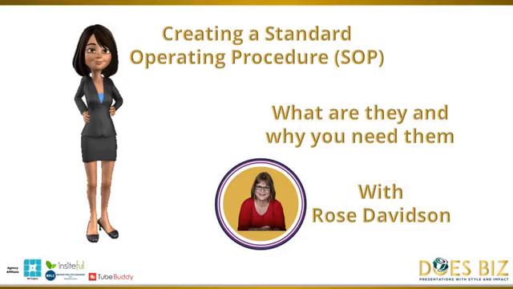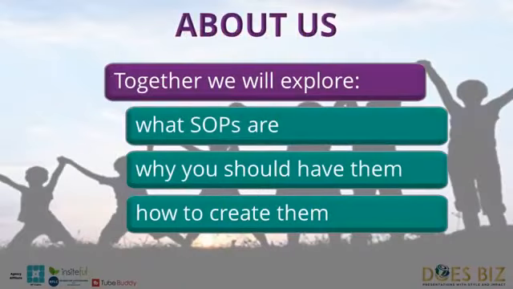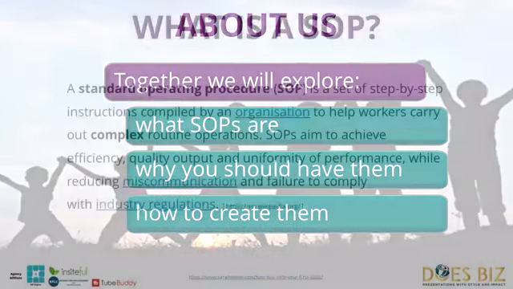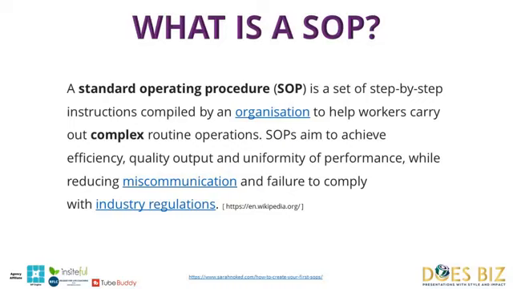During this presentation, we will explore what SOPs are, why you should have them, and how to create them. A standard operating procedure is a set of step-by-step instructions, as I explained earlier, compiled by an organisation to help workers carry out complex routine operations. An SOP aims to achieve efficiency, quality output, and uniformity of performance, and it reduces miscommunication and failure to comply with industry regulations. And that is the Wikipedia definition of what an SOP is.